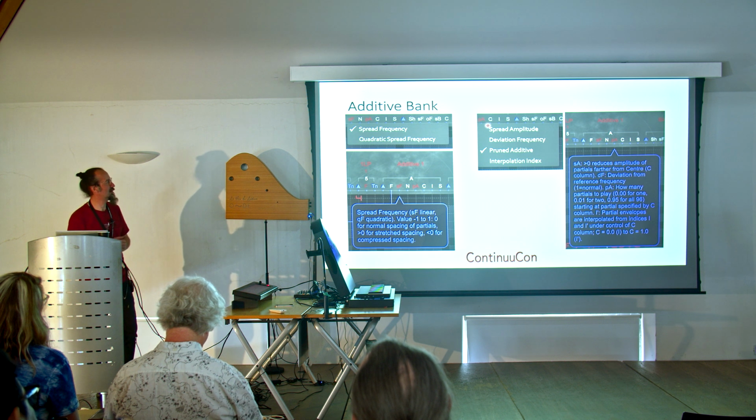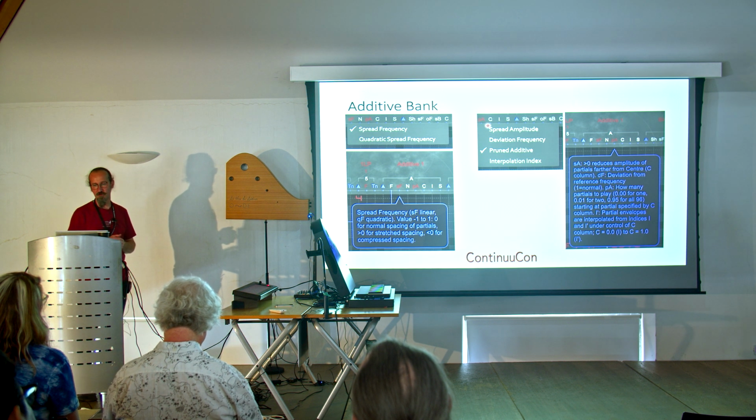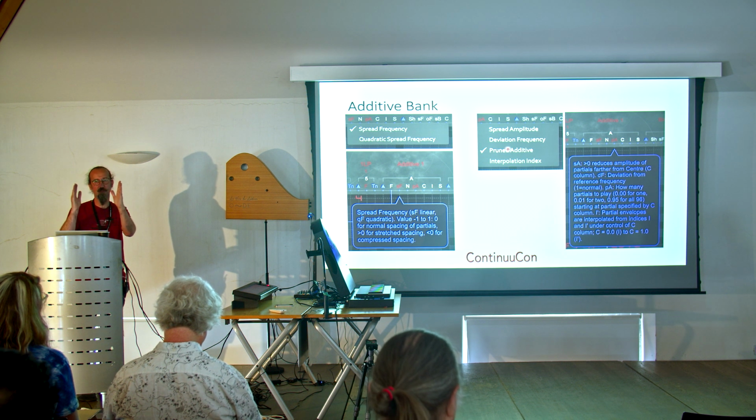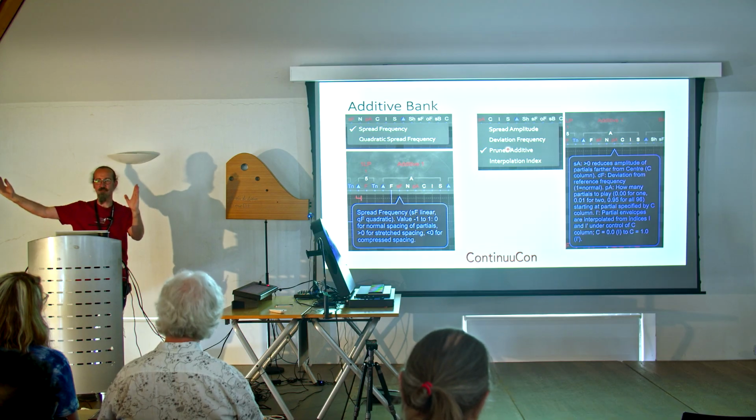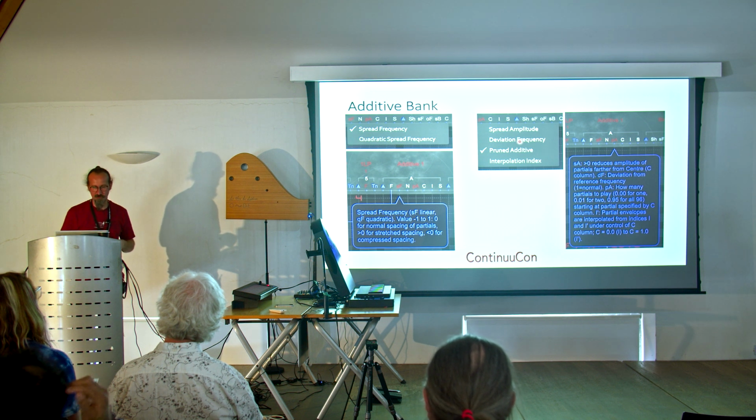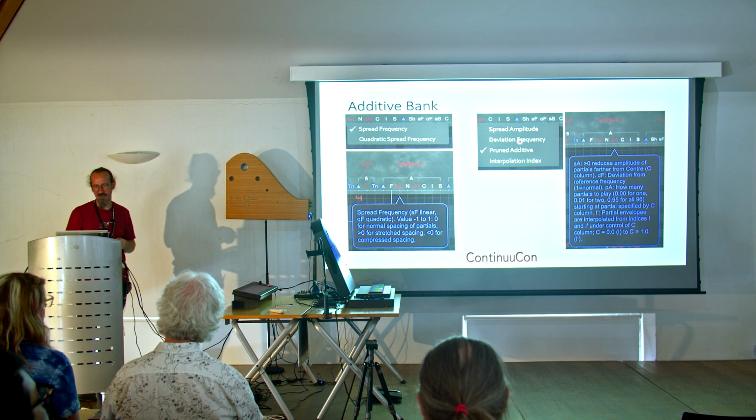And the second column, PA, is where you can manipulate the prune additive. So I said you can start from any partial and skip the first one, but same thing, you can do the same thing from the other side, so avoid the higher partials. You can manipulate the amplitude, so the first one is spread amplitude, so you can narrow the dispersion of amplitude or enhance it. The deviation frequency is the one I was talking about before, so sorry, I mixed up things.